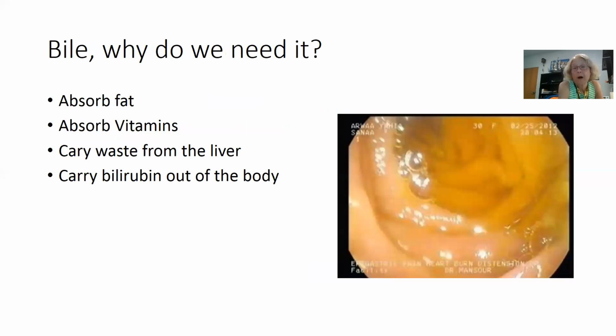So bile, why do we need it? Well, we need it to absorb fat. We need it to absorb vitamins. We need it to carry away waste from the liver. So things like cholesterol or drug metabolites are carried away in the bile. And it also carries bilirubin out of the body.